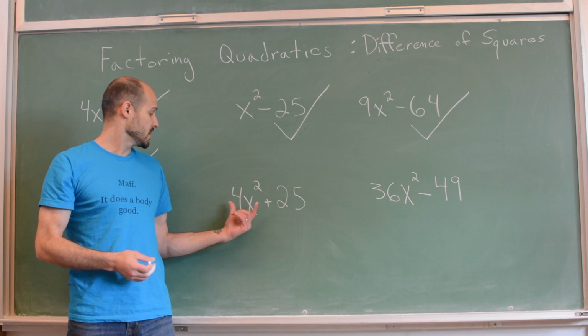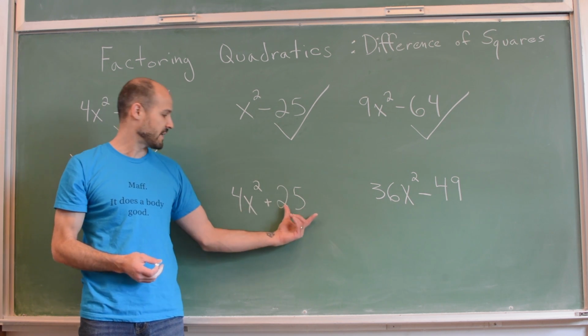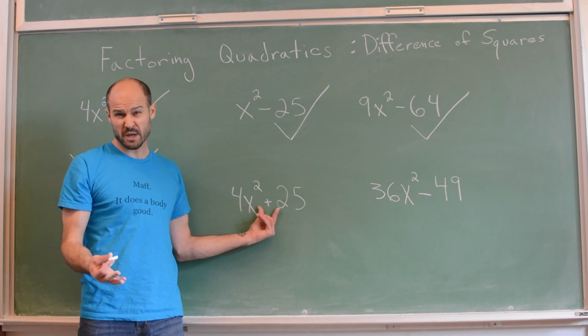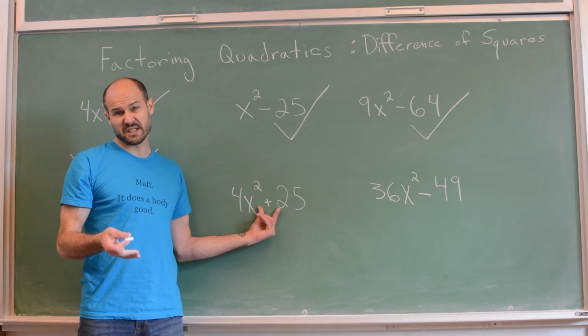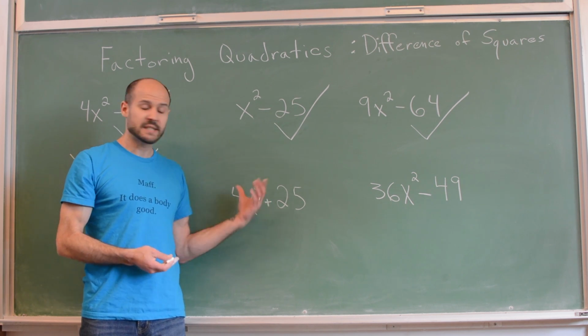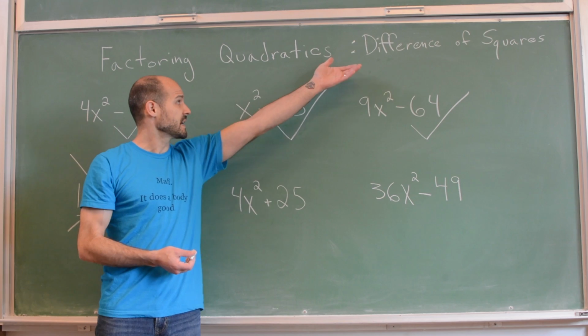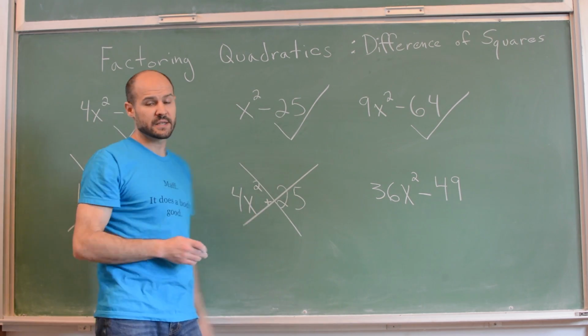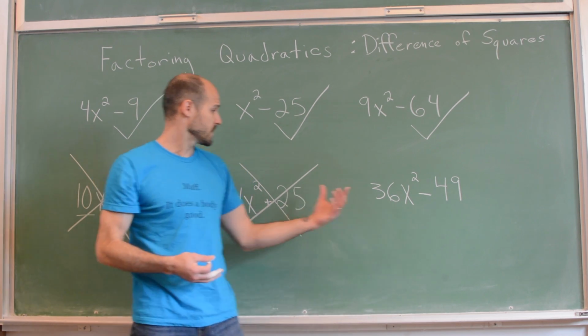Over here, 2x times 2x, 5 times 5, but this is plus. So this would be a sum of two squares, and that's actually not factorable with the math that we have right now. So this doesn't fall into the category of difference of squares. We can't apply this concept here.